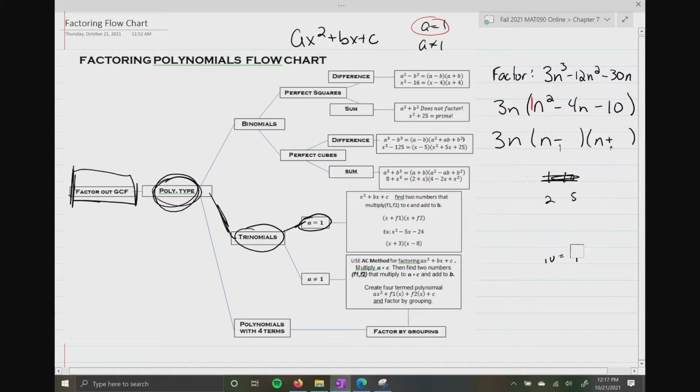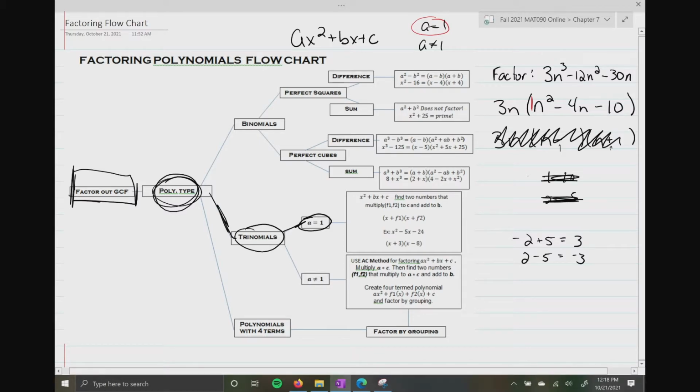What about 2 and 5? Maybe that'll work. I don't know. -2 plus 5. Well, that's going to be 3. And then 2 minus 5 equals -3. So that doesn't work. And since both cases do not work, you cannot factor n squared -4n -10 any further. So although it looked like you could, you can't.